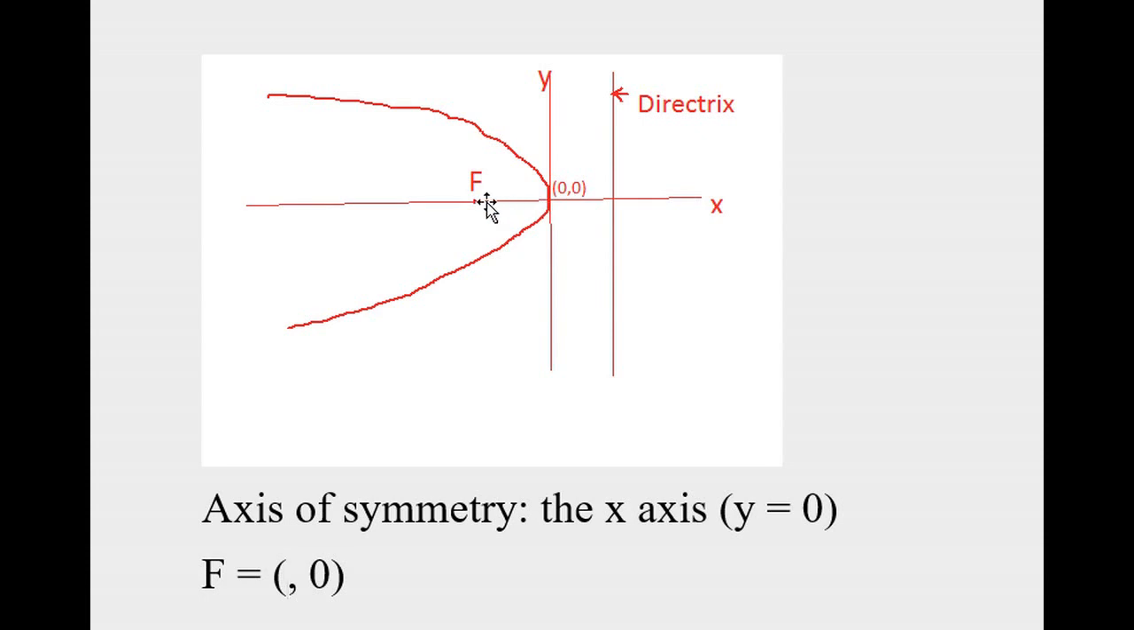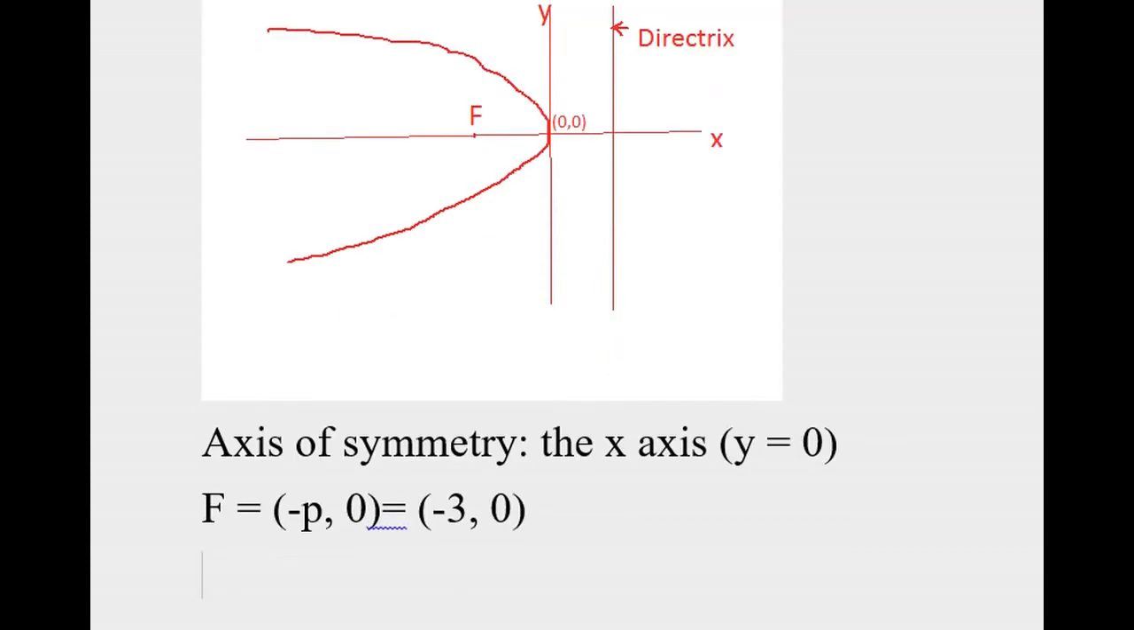How do we find the x coordinate? Focus is at a distance p to the left of the origin, as you can see in this example. So the x coordinate will be 0 minus p, that is minus p. And we found that p equals 3, so substitute that value: (minus 3, 0). These are the coordinates of the focus.